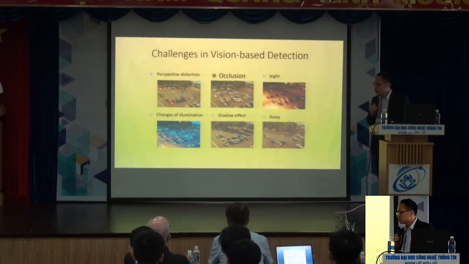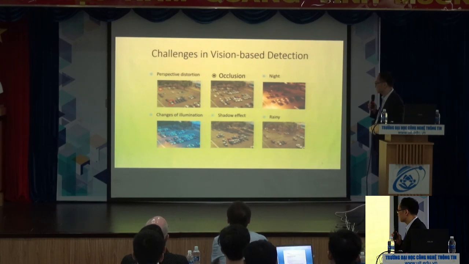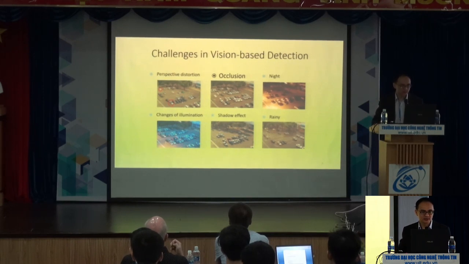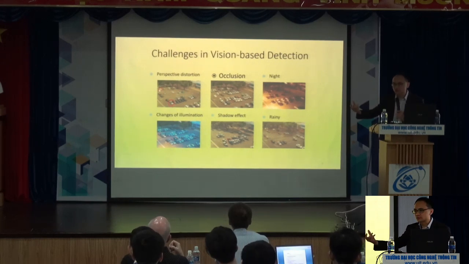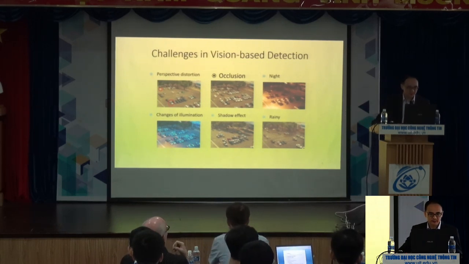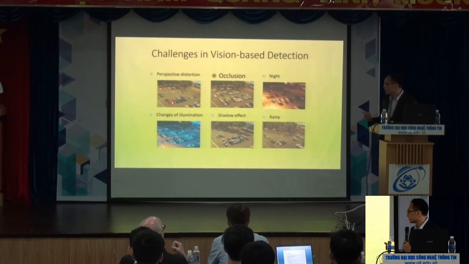Here are some vision challenges when we try to design algorithms for outdoor video surveillance. The first one is perspective distortion. You may know that when an object is far away from your camera, it is smaller and has more severe distortion, and the object will be bigger if it is closer to the camera. This is perspective distortion.